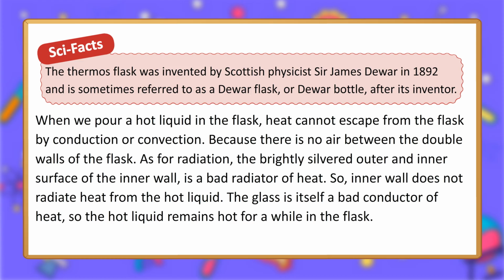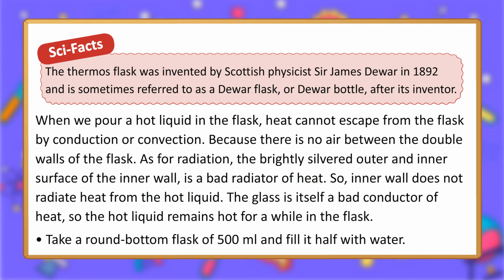heat cannot escape from the flask by conduction or convection, because there is no air between the double walls of the flask. As for radiation, the brightly silvered outer and inner surface of the inner wall is a bad radiator of heat. So, the inner wall does not radiate heat from the hot liquid. The glass is itself a bad conductor of heat, so the hot liquid remains hot for a while in the flask.